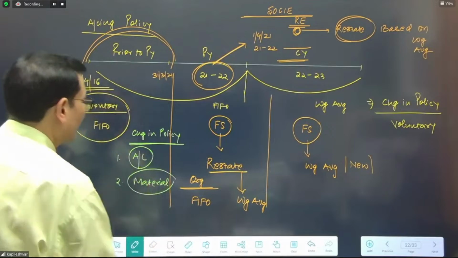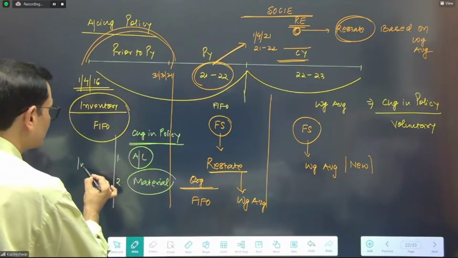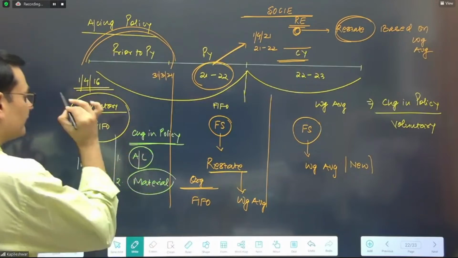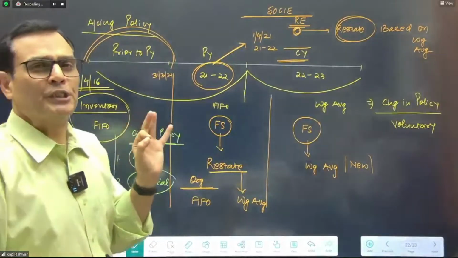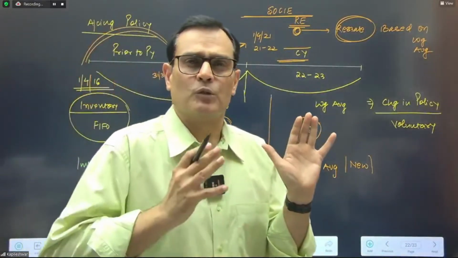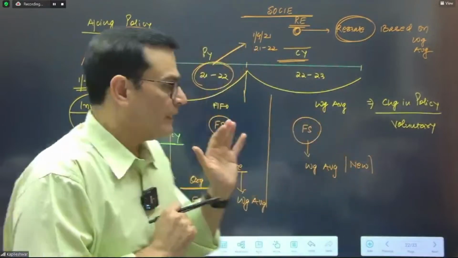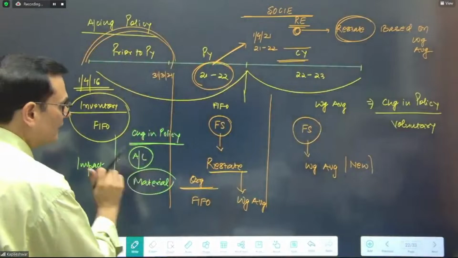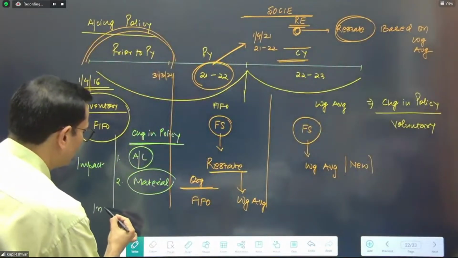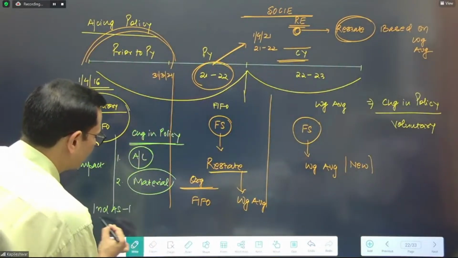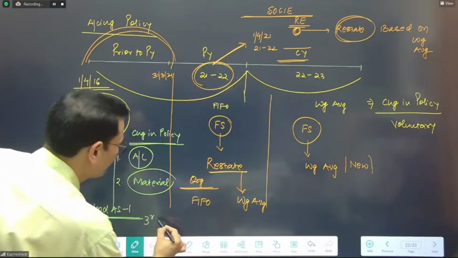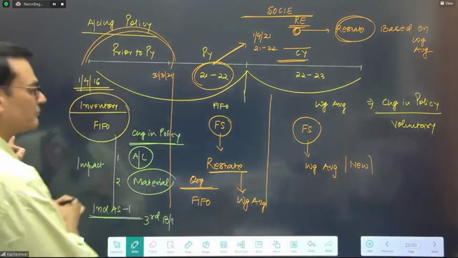Number two is the impact material. So you need to ask yourself two questions in this case. When a company makes a change in the policy, is this going to impact the asset or liability balance sheet? And if the impact is material, then Ind AS 1 tells me you need to make a third balance sheet as well.